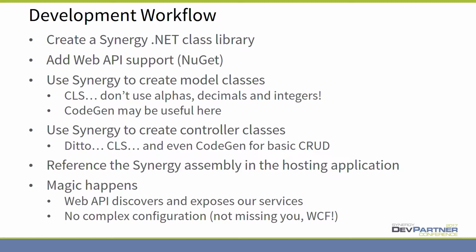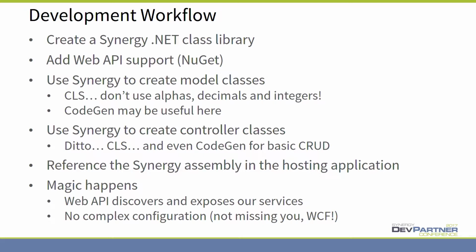So we add the basic web API scaffolding, if you like, through NuGet, and then we use Synergy to create model classes that describe our data types. We're going to use CLS types, so we're not going to use alphas, decimals, and Synergy integers. We're going to use .NET ints and strings and so on. And if you've got a repository that already describes those record layouts, potentially CodeGen can help you there. In some of my later examples this afternoon, just to save a bit of time, I'll use CodeGen to generate some stuff, and you'll see how that works.